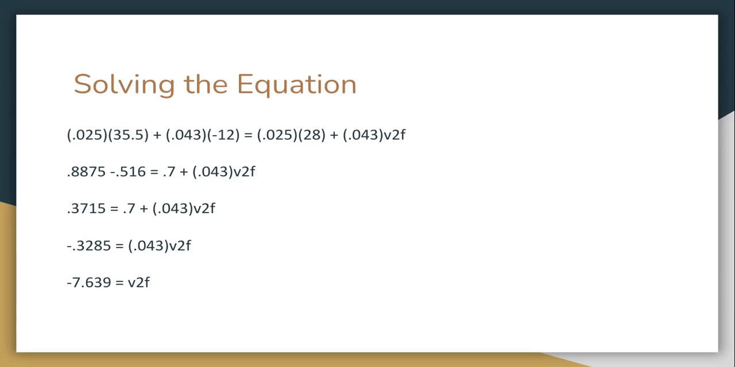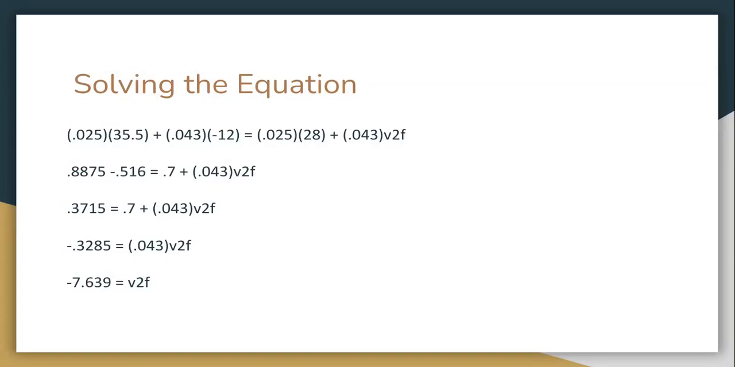So we plug in everything, and it's 0.025 times 35.5 plus 0.043 times negative 12 equals 0.025 times 28 plus 0.043 times, of course, that velocity of the second marble after the crash. And so doing a little math, we have 0.875 minus 0.516 is equal to 0.7 plus 0.043 times that velocity of our second marble final. And so next we add those two together on the left side of the equation to equal 0.3715. The right side is the same, and then next we are going to try to balance the equation by getting rid of the 0.7.